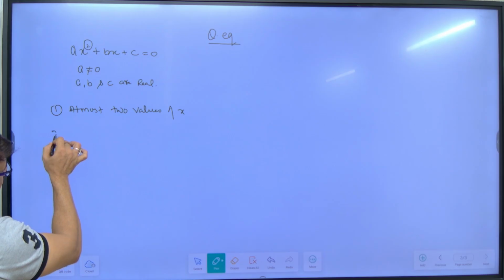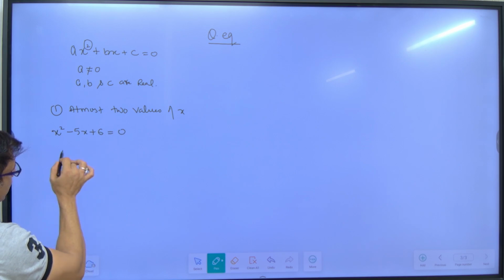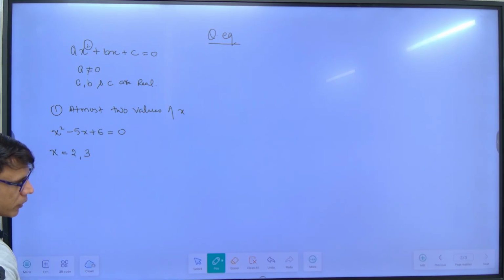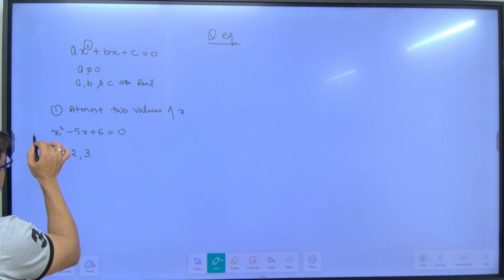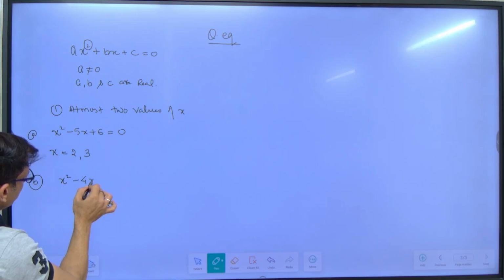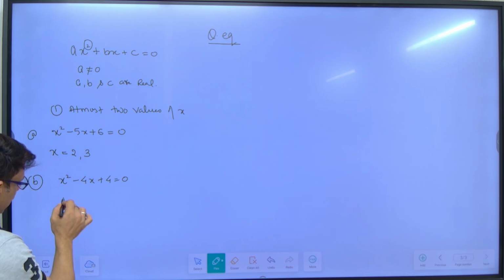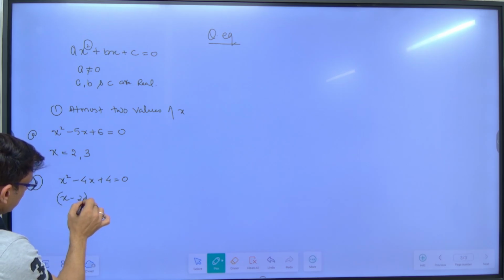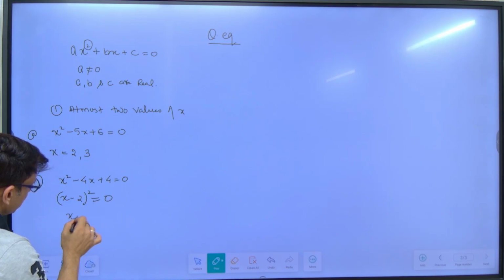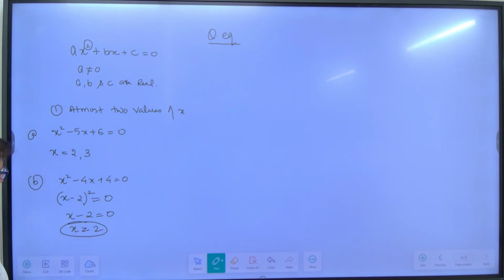Now let's take the case. Suppose I have an equation, x square minus 5x plus 6 is equal to 0. When you solve this quadratic equation, it will give you two values of x. One is 2 or 3. If I take another equation, which is x square minus 4x plus 4, if I solve this, we will have a formula also. So when you solve this, it will give you x minus 2, the whole square is equal to 0, which will give you x minus 2 is equal to 0, x is equal to 2. So here we have only one value of x.